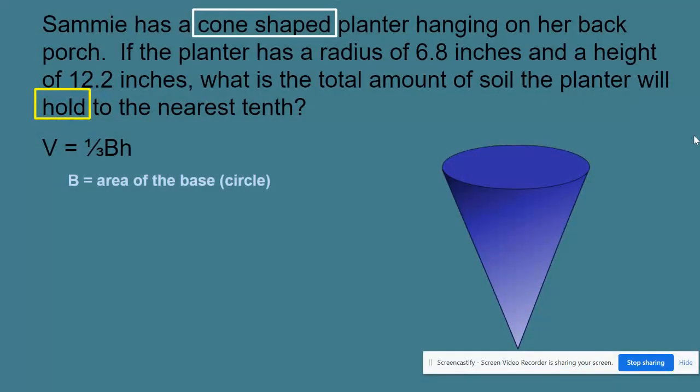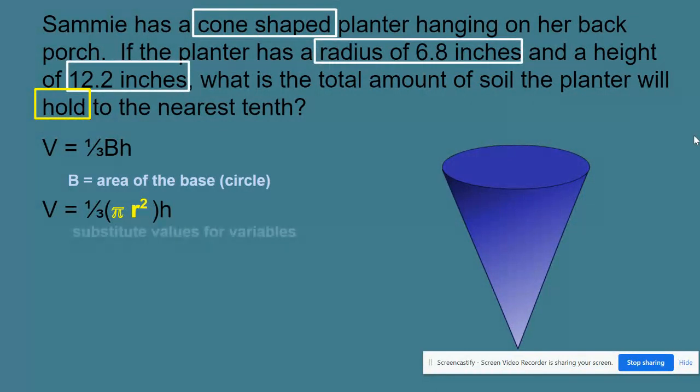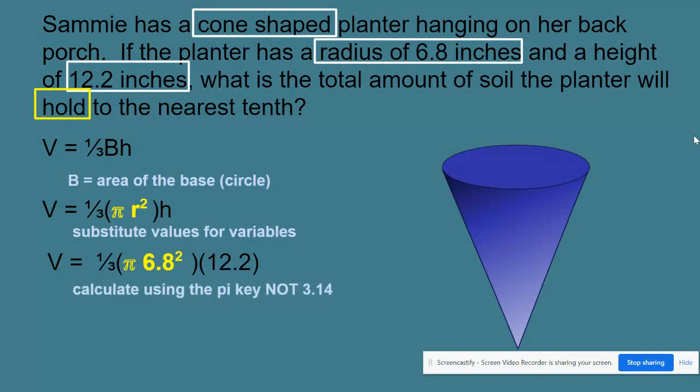Big B is still a circle, so I'm going to substitute pi r squared in place of big B. My formula asks for radius and height. I'm going to look to see, do I have radius? Yes. Do I have height? Yes. So I'm going to substitute those values in place of my variables. And now I'm going to multiply using the pi key, not 3 and 1400ths. And I get the volume is 590 and 8/10 centimeters cubed.